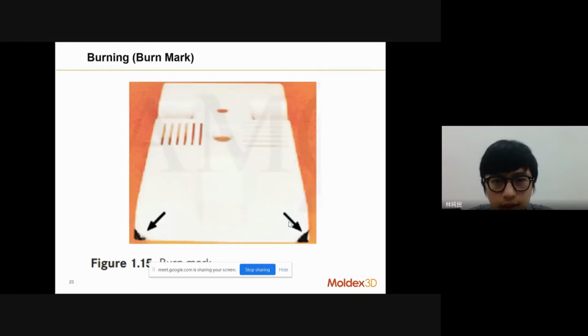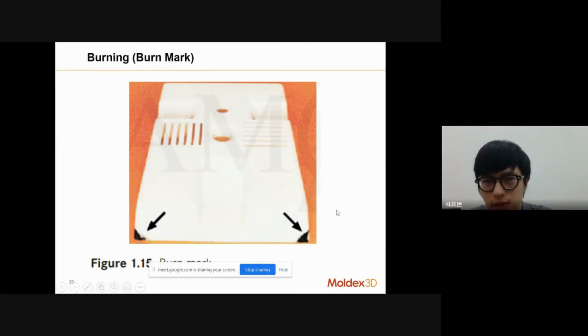Okay. And the next one is the burning, the burn mark. You can see here some black in the corner. What causes the burn marks? The major cause is the air trap inside the mold cavity, because just like I said, you have to consider the venting so that your air can escape from your mold. Otherwise, if the air in the corner is compressed by the pressure, then the temperature will increase rapidly in a very short time. So at that time, it will have the burn mark here.